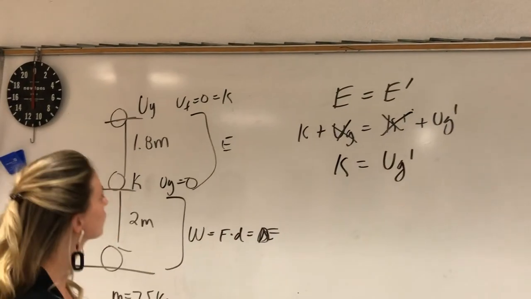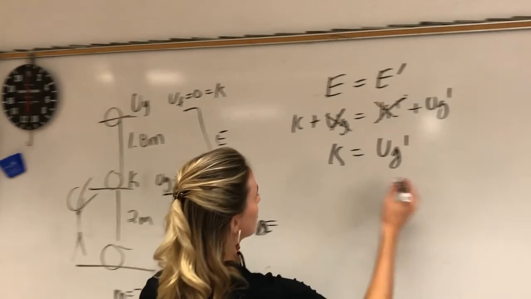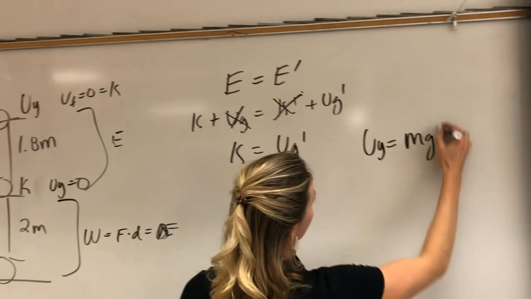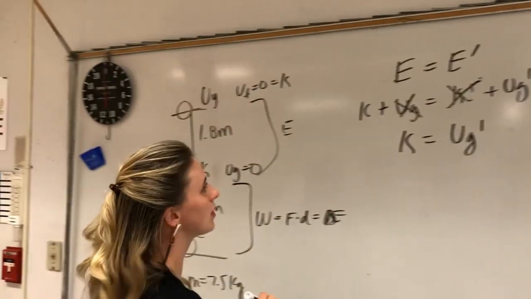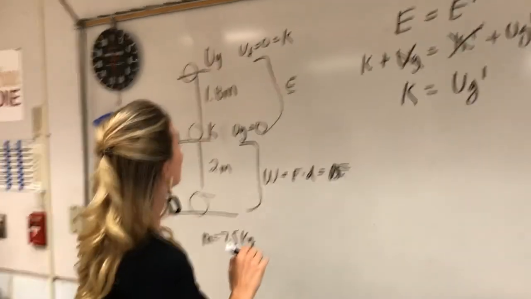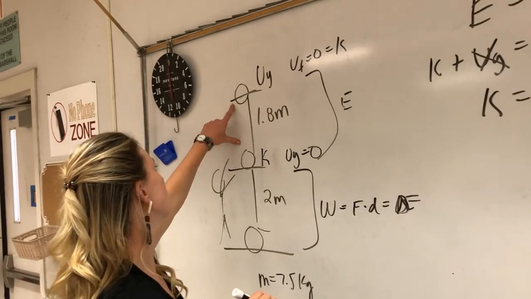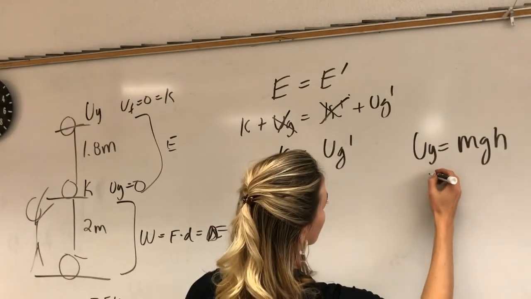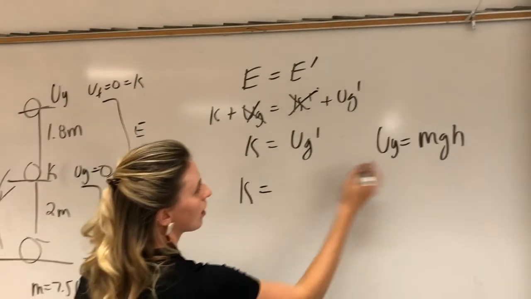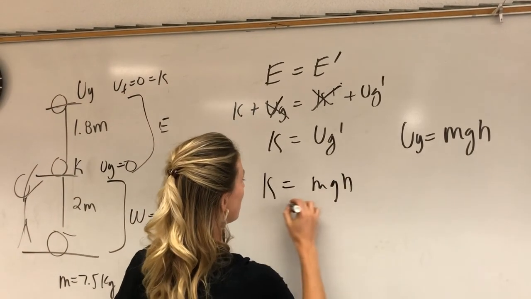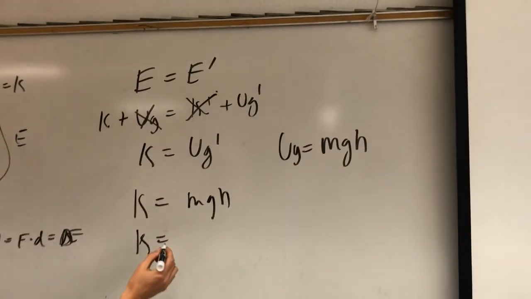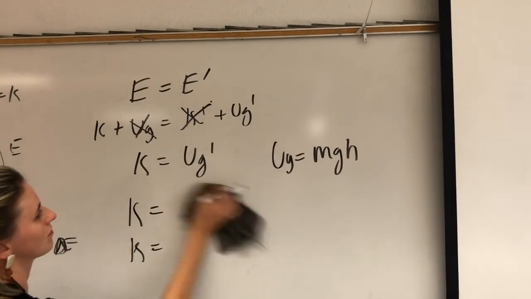Can we find the potential? Well, potential energy is mgh, right? Yes, we can definitely find the UG. What h would we use? Well, we would use this h right here, the height. We want to find the UG first. Forget about the kinetic energy for now.